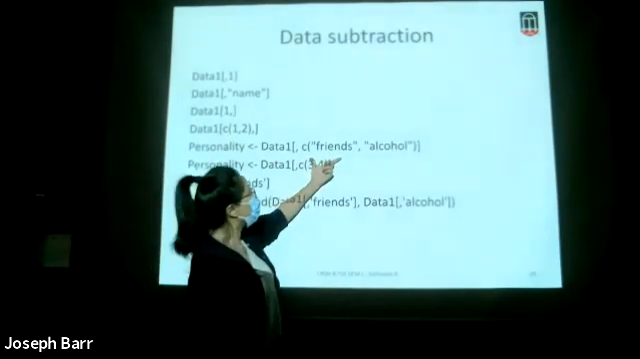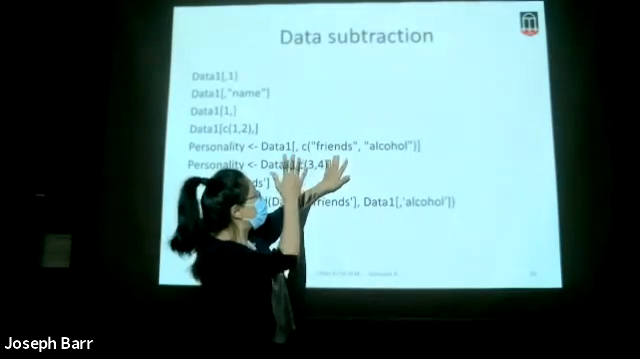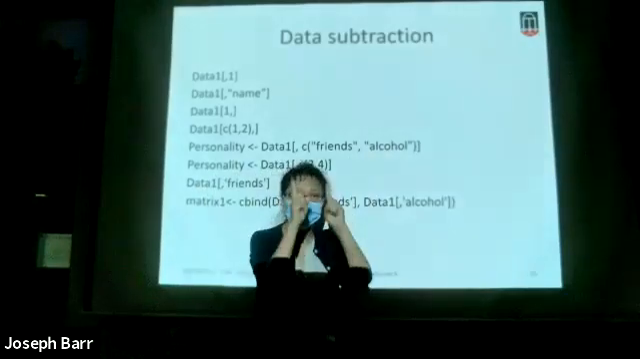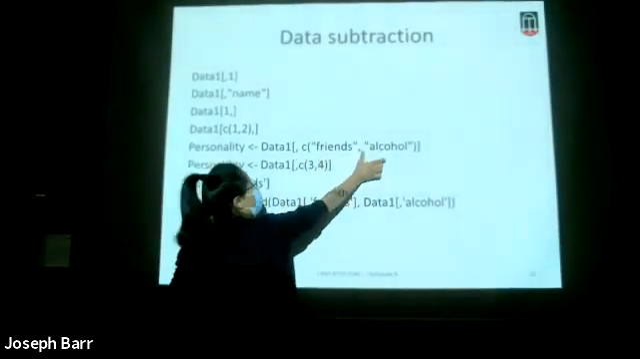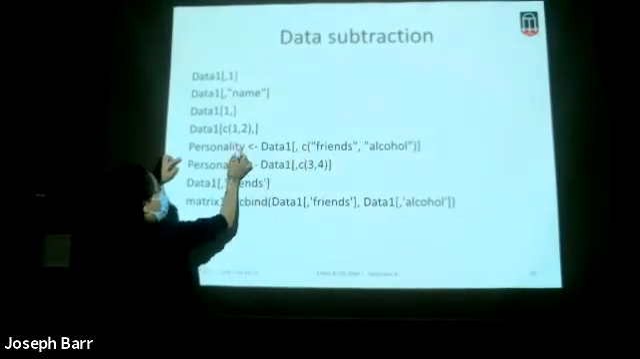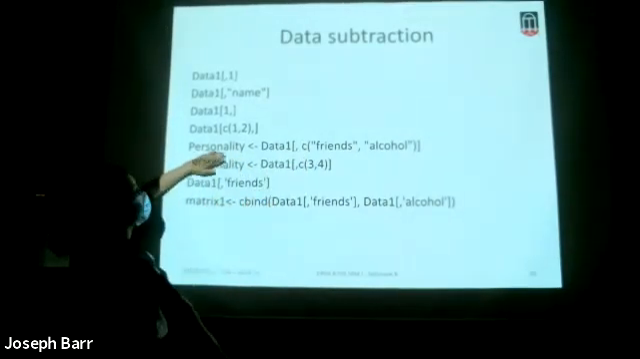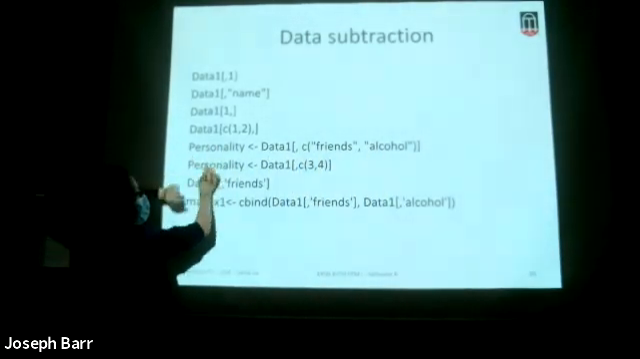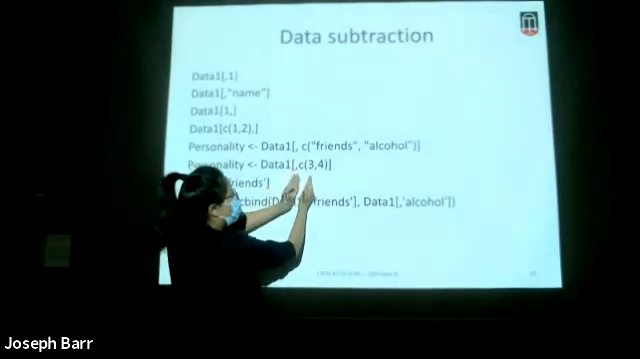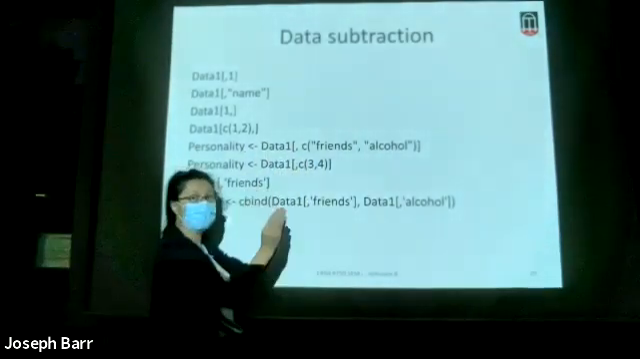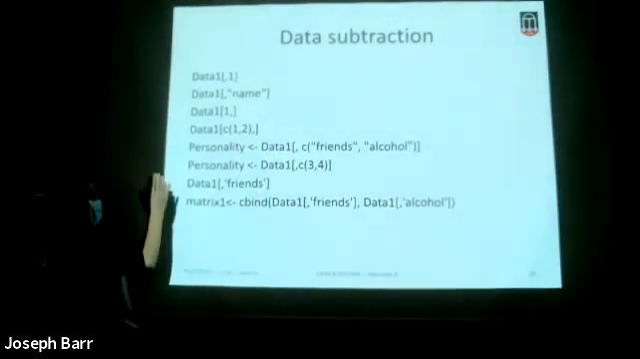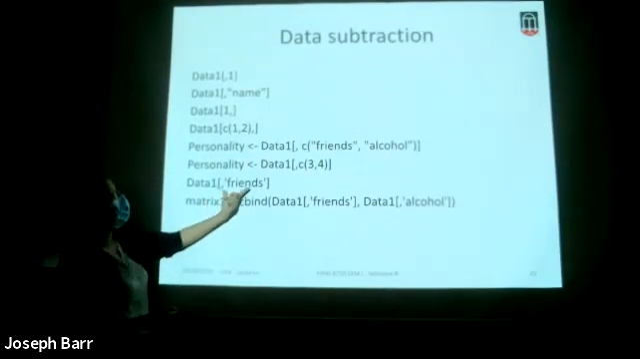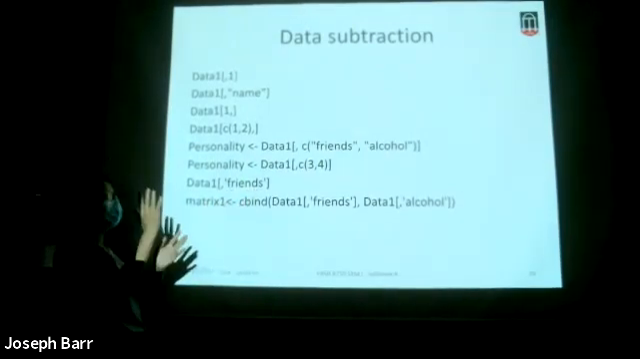Or I can use a name. The column named friends and the column alcohol. Just take these 2 specific columns out, and I can save it to personality. For example, these 2 columns combined as a new data file called personality. Or you can use the 3rd column and the 4th column, take out these 2 columns and combine them to create a new table called personality. It's very flexible. Or I can use 1 column only, just friends.